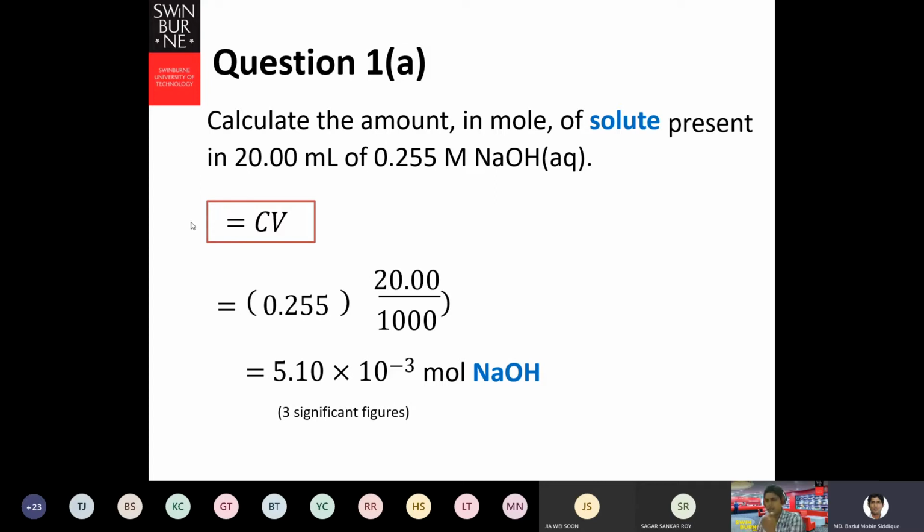But once again, I think I told you this the first time. All these volumes will always be in liters. If you just multiply with this 20 milliliters, your answer will be wrong. So you have to convert it to liters first. Only then can you multiply to get the number of moles.